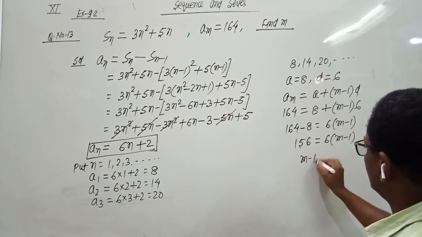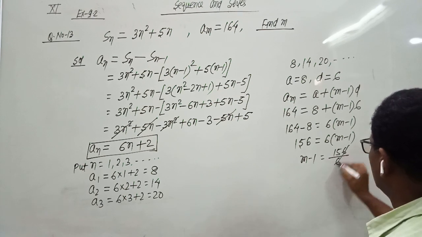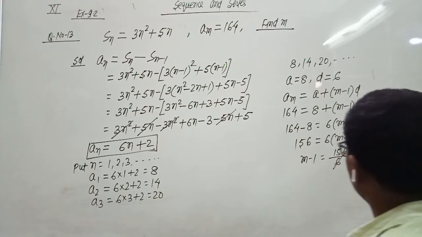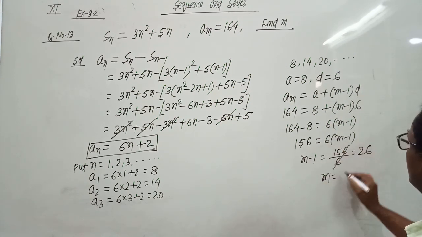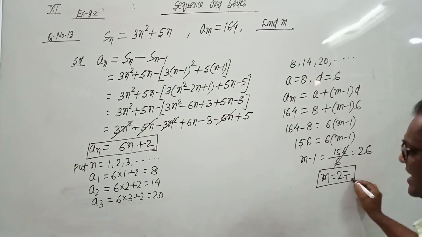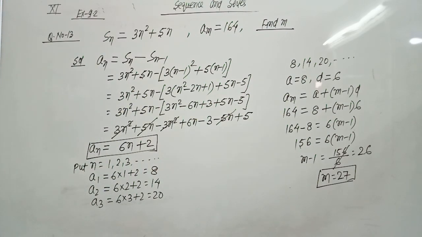And the value of m minus 1 is 156 upon 6. m minus 1 equals to 26, and m equals to 26 plus 1, 27. So the value of m, we get 27. This we have to calculate.